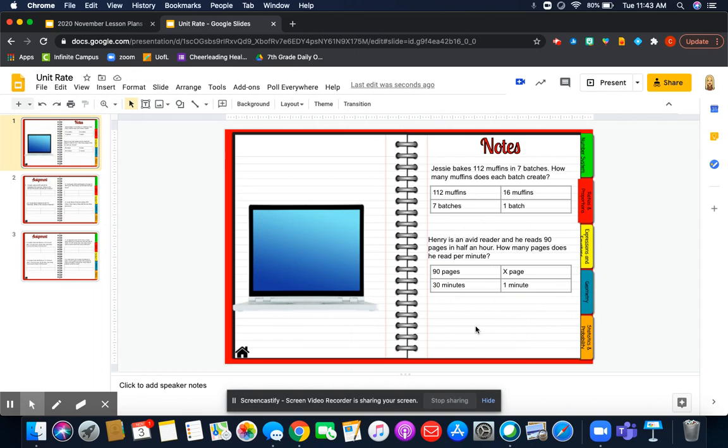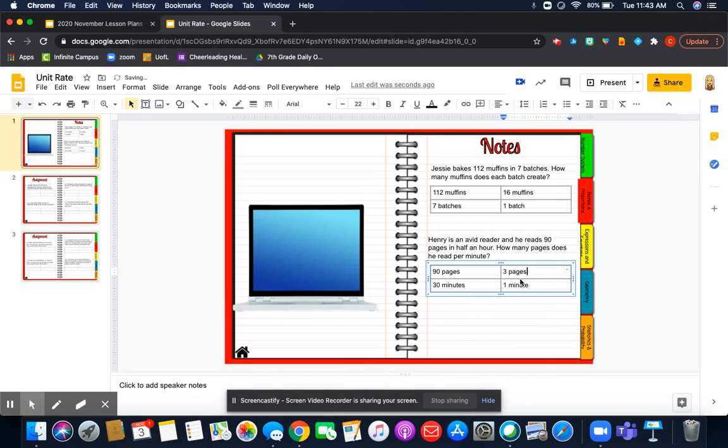Now for this one, I can do 30 divided by 30 is 1. 1 times 30 is 30. But I also know 30 times something is 90. So if I do a times 3 on this side, I can do times 3 on this side. And 1 times 3 is just 3 pages per minute.